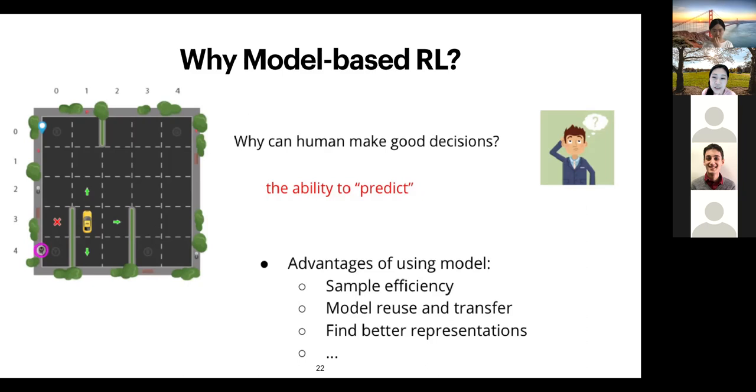The advantage of using these models could be that you might be sample efficient. We'll talk about that soon. And you could reuse the model. Sometimes the models could even be transferred. For example, if you have the same dynamic models, transition models, you might use them between different tasks. So you might reuse the model you've learned from one task for another task. That could be one advantage. Also, using these models, you might be able to find better representations. We won't talk about details of that.